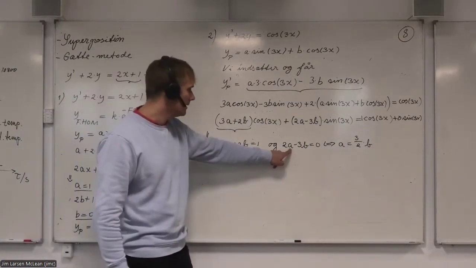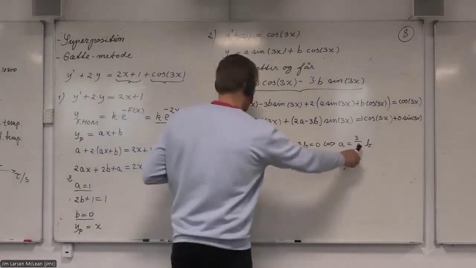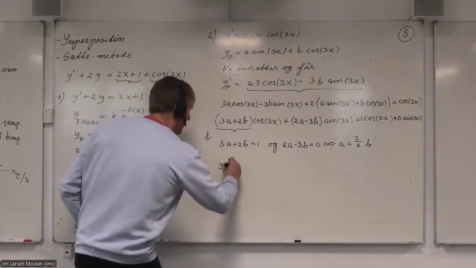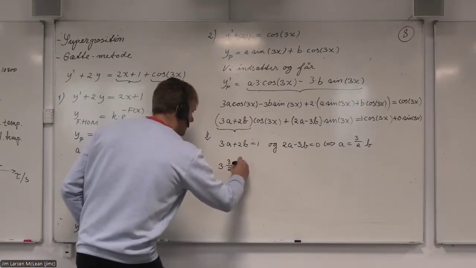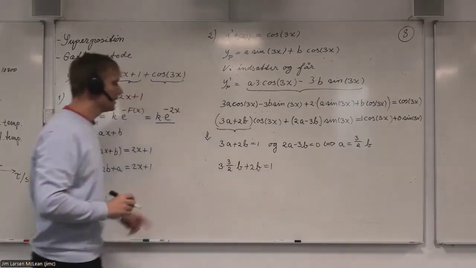I just want to isolate a in this one. Move 3b to the other side and divide by 2. And then I can substitute it into a's place here. So it becomes 3 times 3 halves b plus 2b. And that must equal 1. Now I can find b.